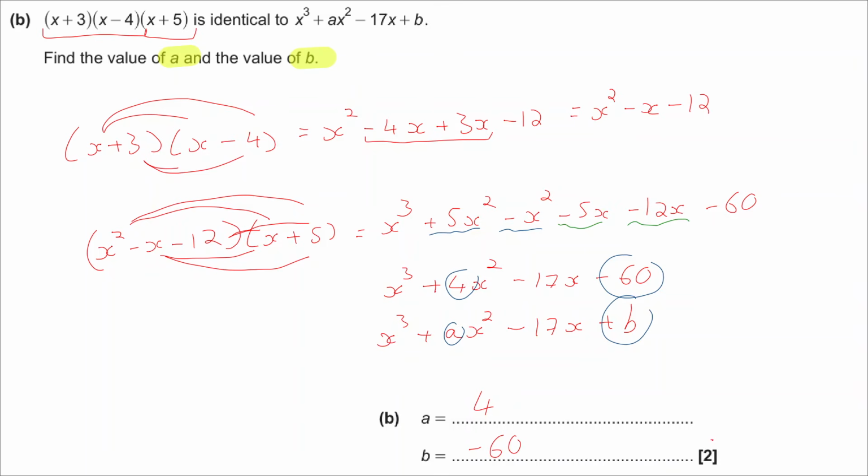Okay, you can do this in quicker ways, but actually it's probably easier just to expand the whole thing, because then you can check that you get the minus 17, and we're going to be correct. If I check the mark scheme, we are indeed correct. 4 and negative 60. Good. So that was question 17b.